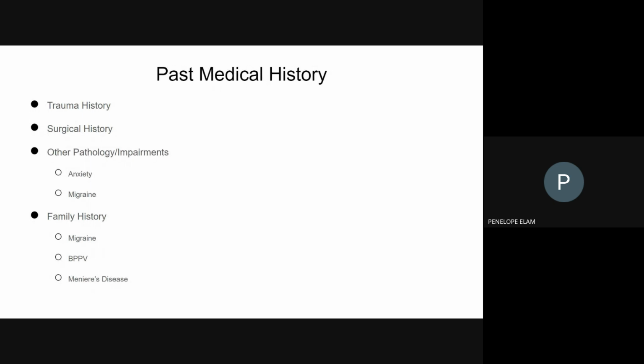And then other pathologies or impairments. Do they have anxiety? Do they have migraines? Do they have a heart history? Blood pressure issues? Those are all things that can lead to dizziness as well. So just because somebody comes in with dizziness may or may not be related to vestibular. So we're going to have to sort those things out and be able to differentially diagnose.